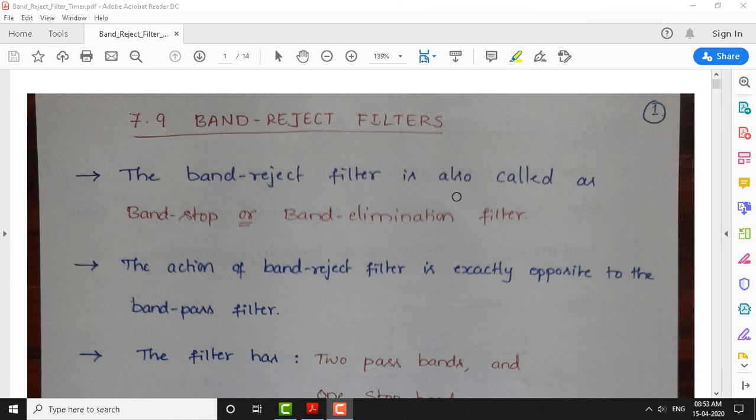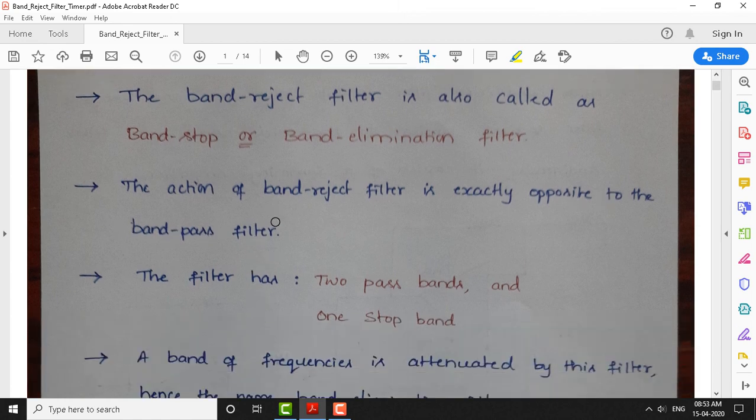In today's class, we are going to discuss band reject filter followed by 555 timer. First, let us focus on band reject filters. The band reject filter is also called band stop or band elimination filter. The reason for this name is that the band reject filter rejects or stops specific frequency bands. The action of band reject filter is exactly opposite to the band pass filter.